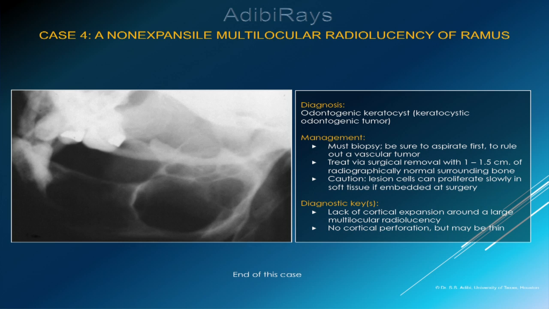This is an odontogenic keratocyst. Obviously, this must be biopsied after aspiration to rule out vascular tumors. About 1.5 centimeters of the radiographic margin should be removed. It should be noted that this condition can proliferate slowly if embedded in soft tissue at surgery time. The key diagnostic feature here is lack of cortical expansion around a large multilocular radiolucency with very thin borders.